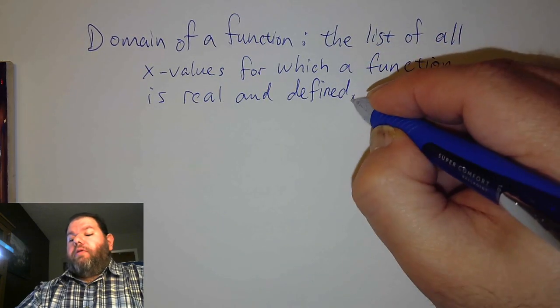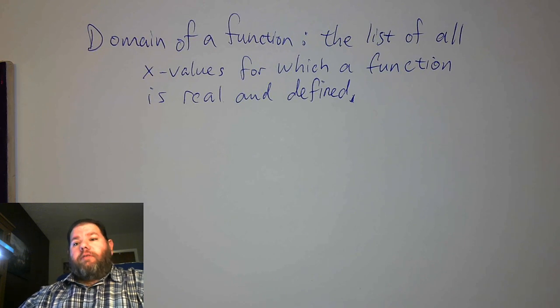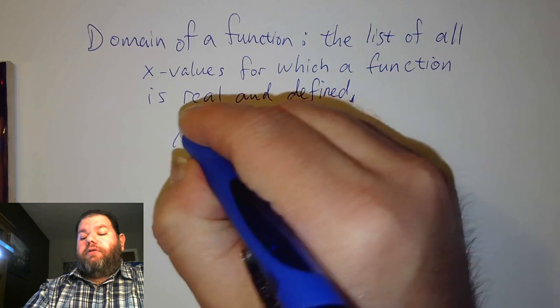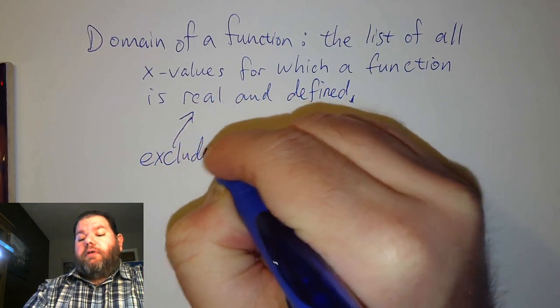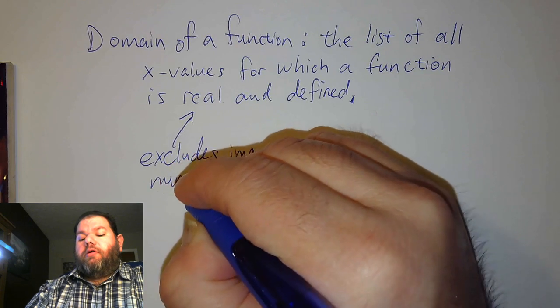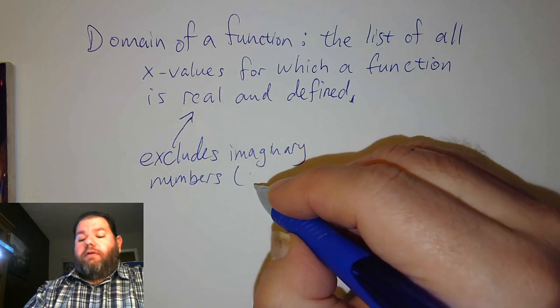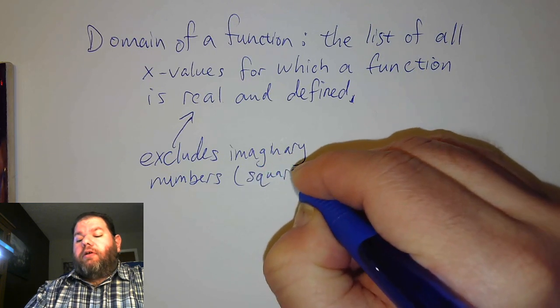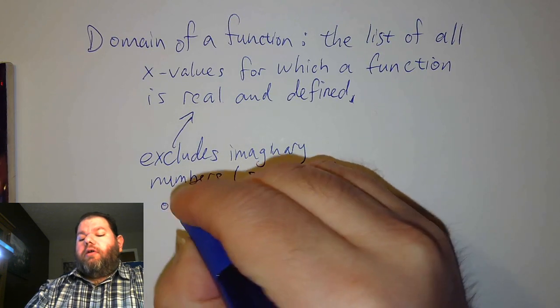Now, when we say a function has a real value, that means that none of the values that we get are imaginary. And the way that we arrive at an imaginary number is if we take the square root of a negative. So when we say real, that means we're excluding imaginary numbers. We're excluding square roots of negatives. So real excludes imaginary numbers, which we know are defined as square roots of negatives.